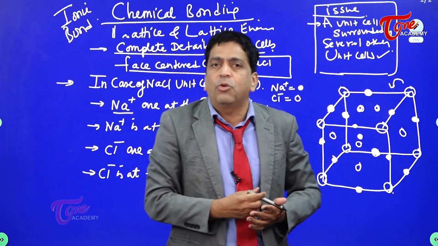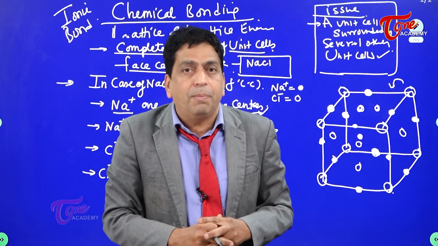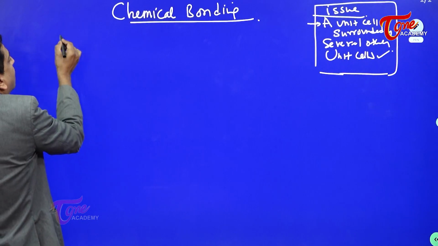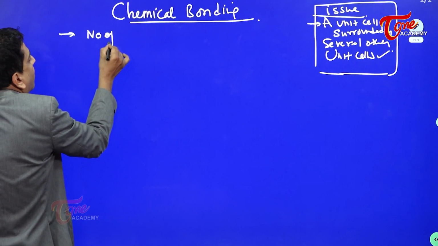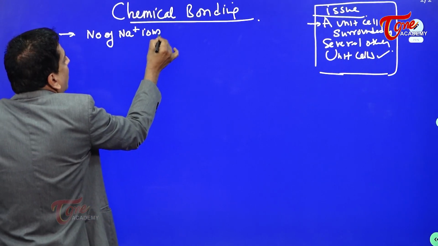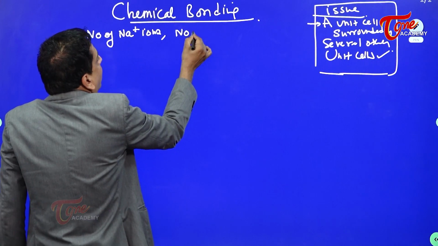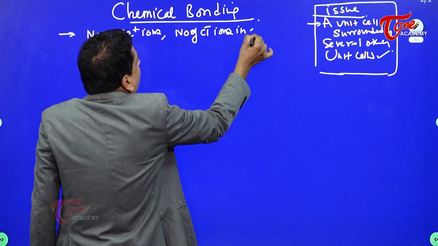You must understand. Right? So what we will do is make a calculation. What calculation? Let me be very clear. Let's calculate the number of sodium ions, comma, number of Cl minus ions in a unit cell.